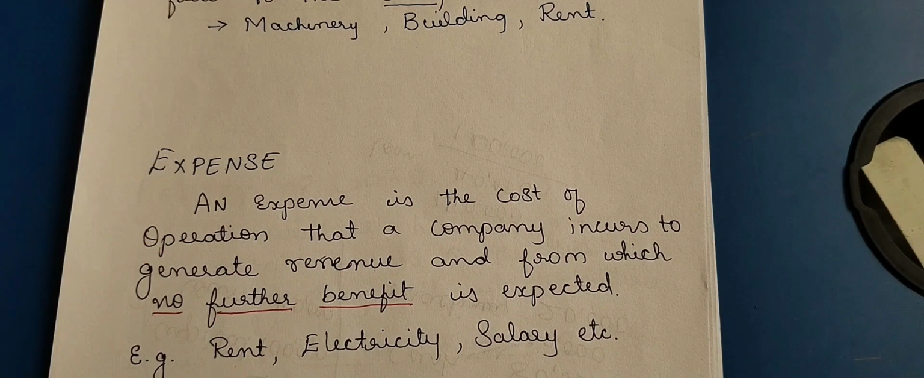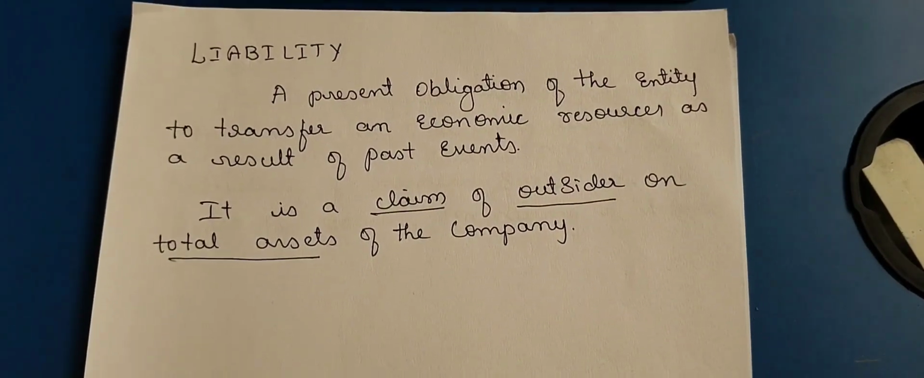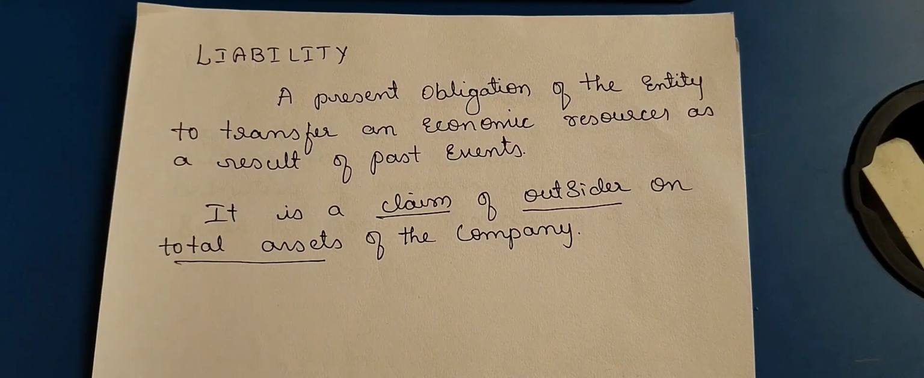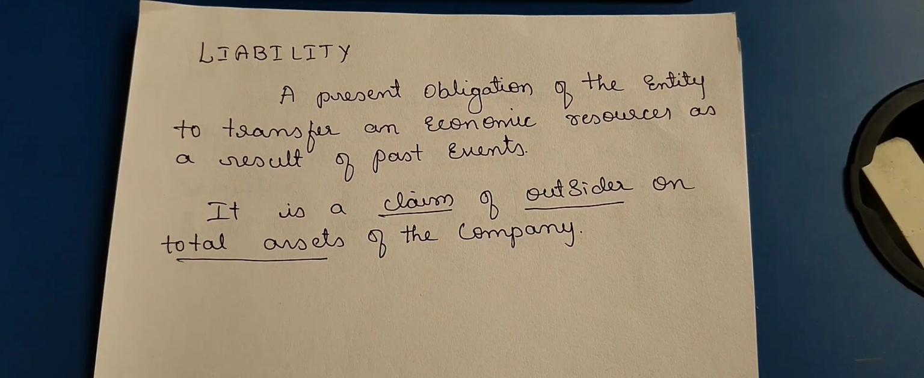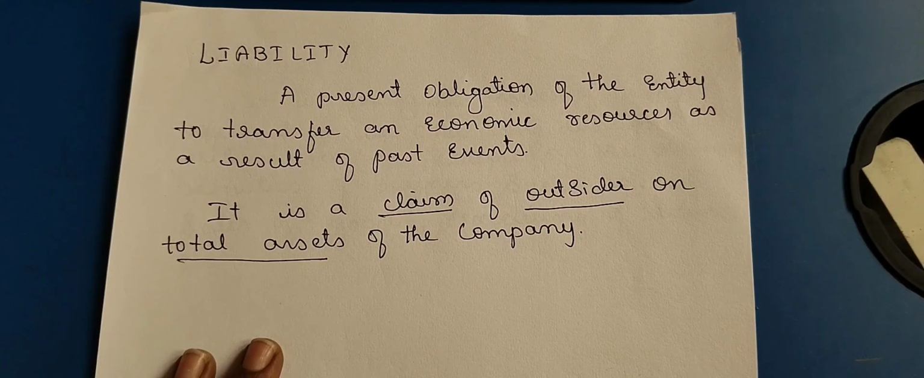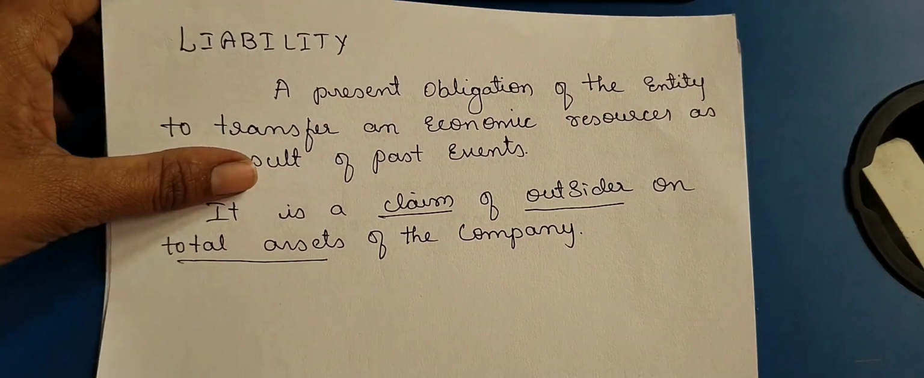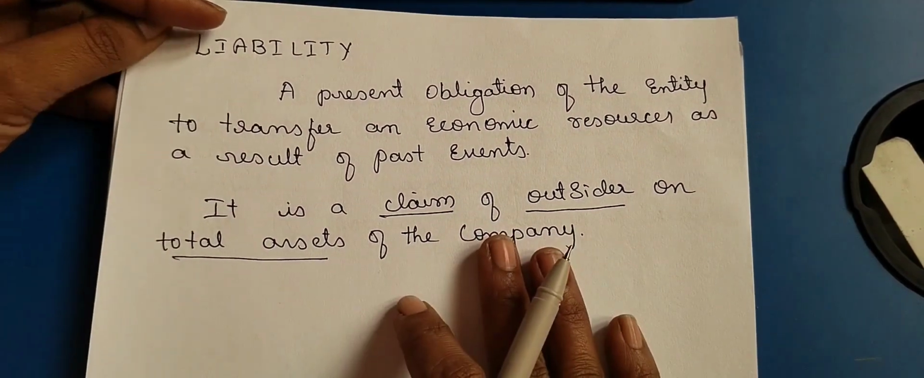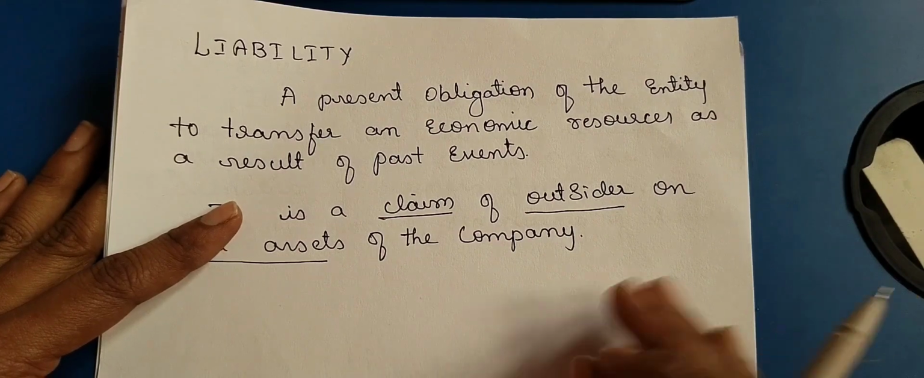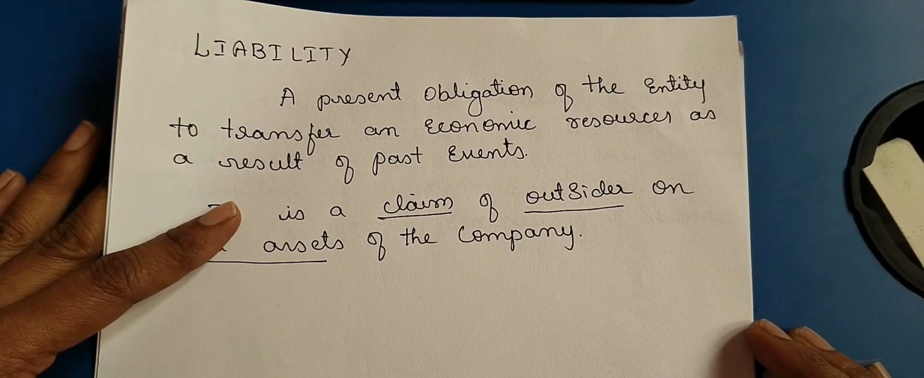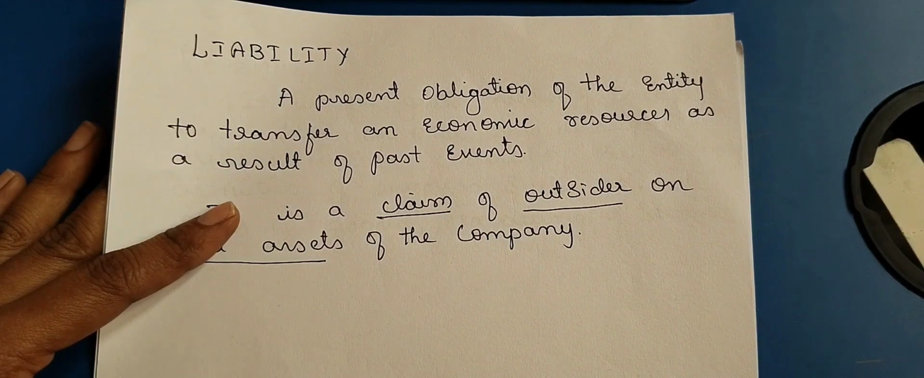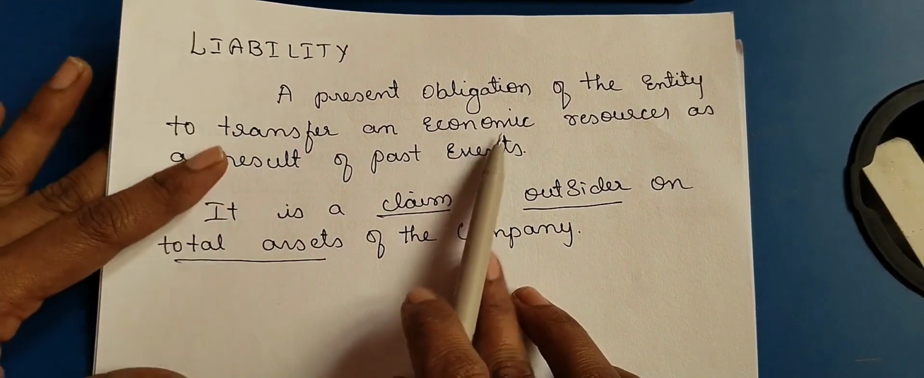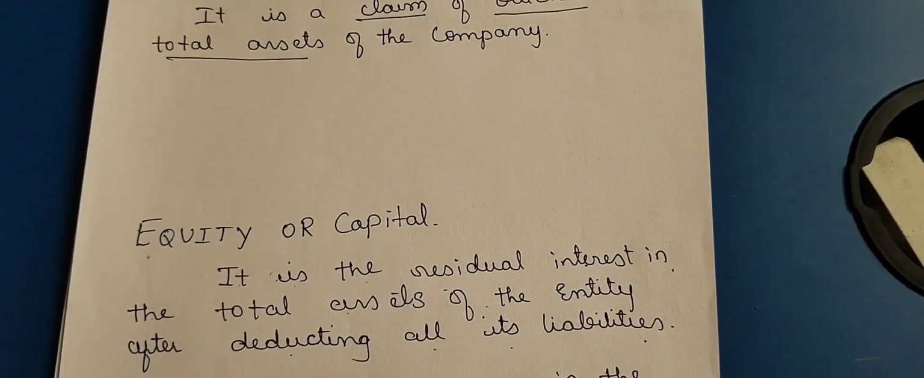So again, if you want to receive some services, you need to pay for it. So that is called expenses. Then liability. Liabilities are the present obligations which are created by past events. And the outsiders, the liabilities, they can claim on the total assets. They have every right to claim on the assets because you have promised. You are not going to pay today, but tomorrow surely you will pay. If you do not pay tomorrow, then they can claim on your assets because this is an obligation for your business. Okay, so equity and capital we have understood.